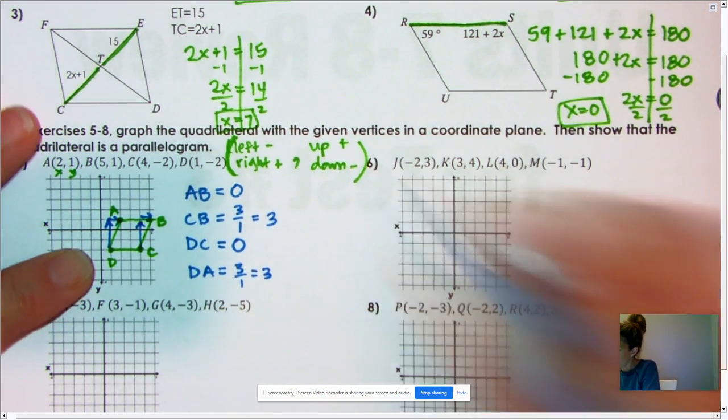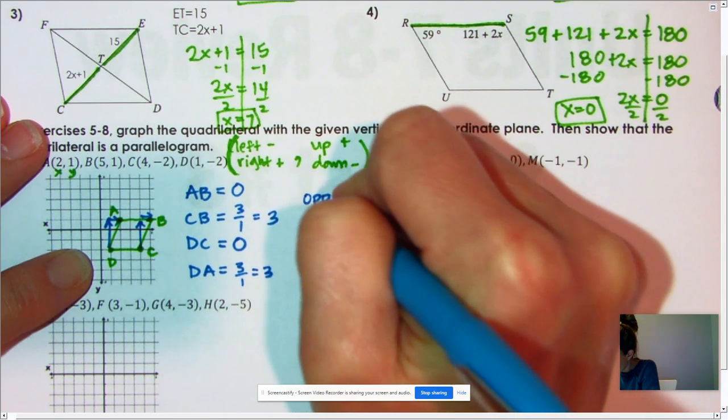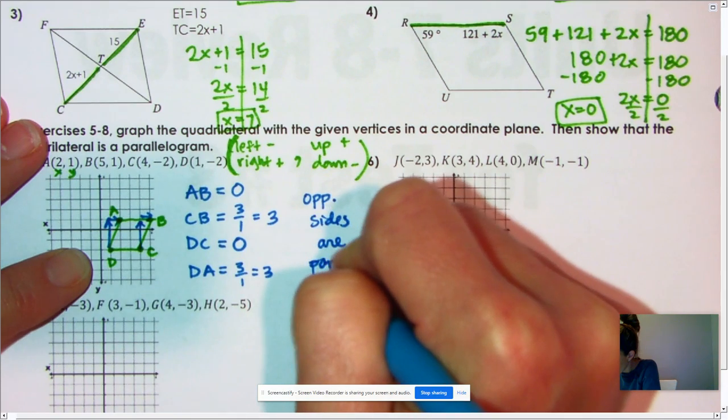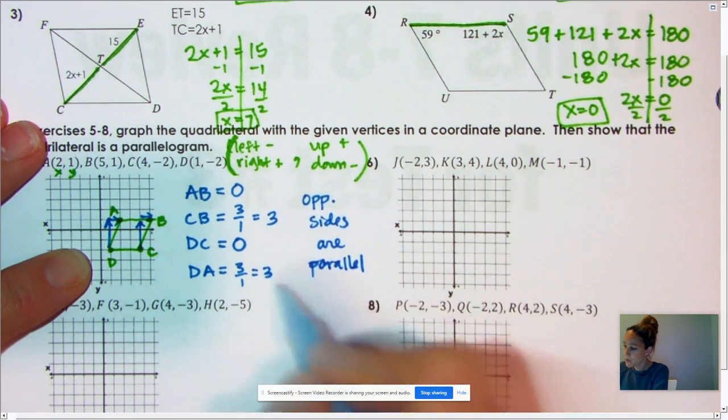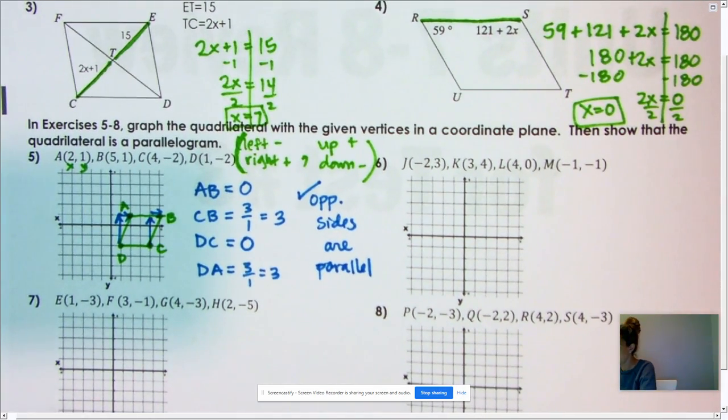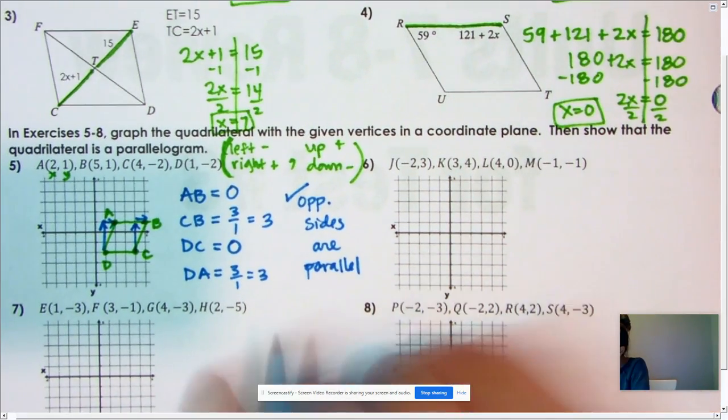So opposite sides are parallel because the slopes are the same. So check. We know that that is a parallelogram. Okay, so we're going to do the same thing for 6, 7, and 8.